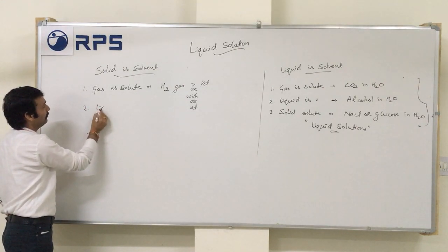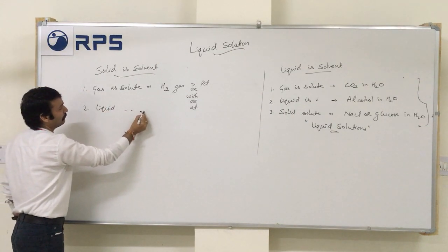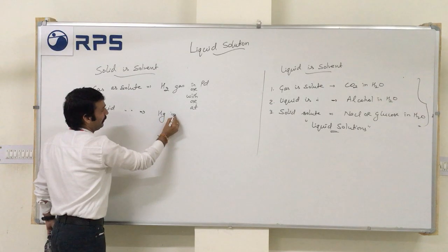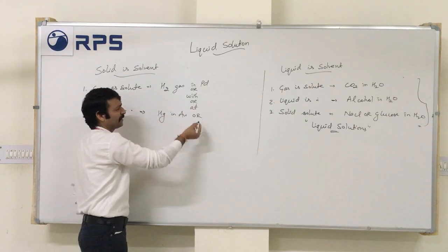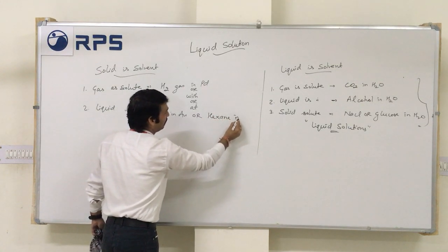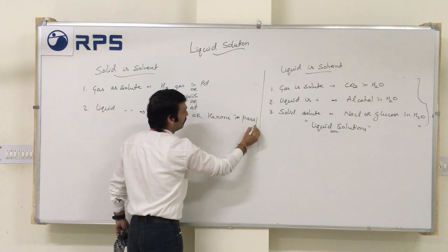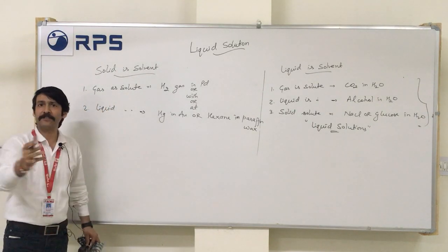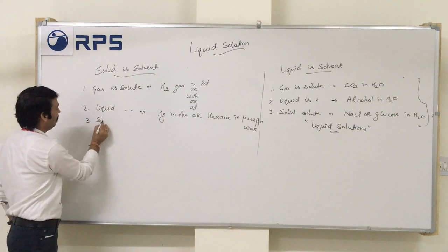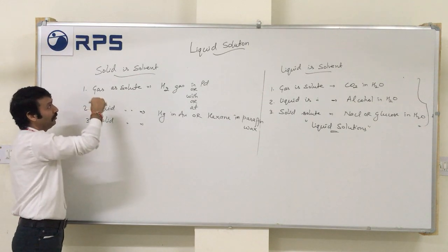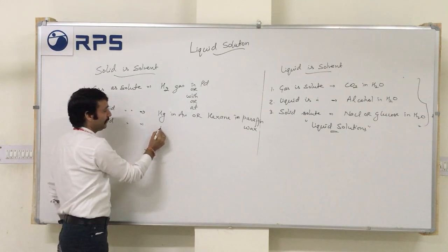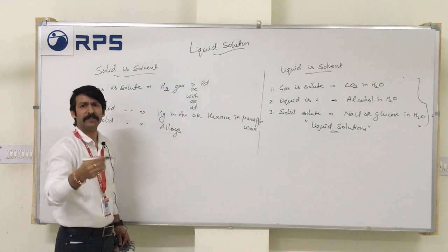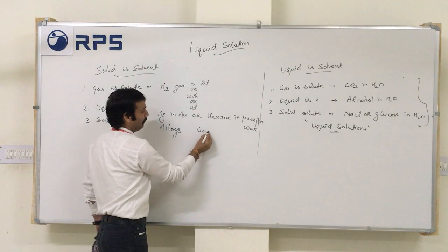Next, second, when liquid is solute, like amalgam, mercury in gold, or another example may be hexane in paraffin wax. Hexane is liquid and paraffin wax is solid. It means liquid dissolved in solid. Now, third example, when solid is solute. Solid is solvent as well as solid is solute. Then it is known as alloys. Alloys means a mixture of two or more metals, like copper plus zinc, etc.